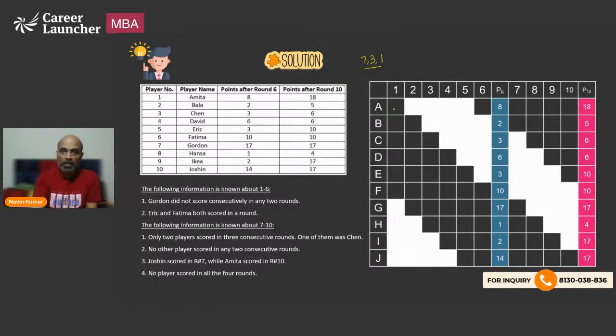So in round number 1, A to F play. In round number 2, B to G play. In round number 3, C to H play. Okay, so this is this way and not row wise. So B has to, now we are not sure about A, ignore it.